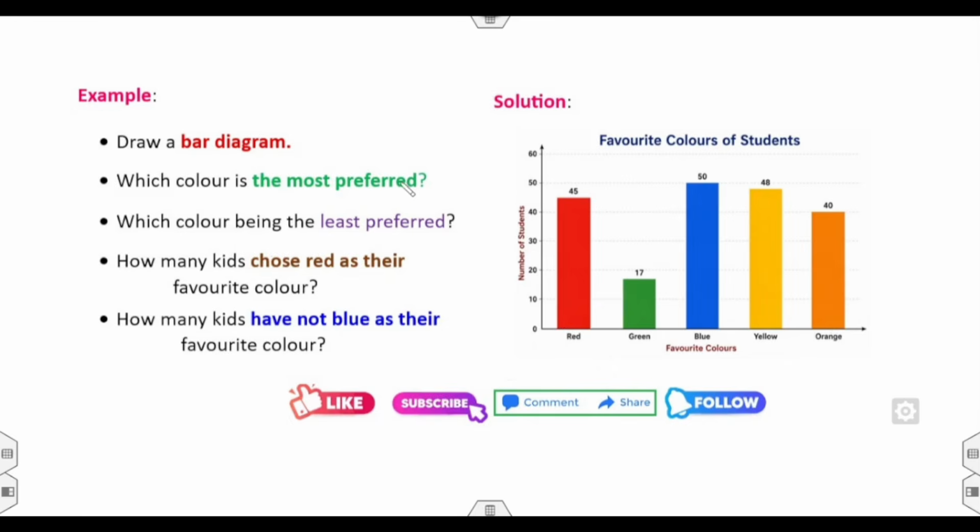You can see the width of each rectangle must be the same. Now, which color is the most preferred? You can look at the graph, which one is the highest peak. Clearly, the 50 for blue color is the highest peak. Which color is the least one? Clearly, your eyes will directly go to the green color, because it has the lowest bar, the lowest rectangle.